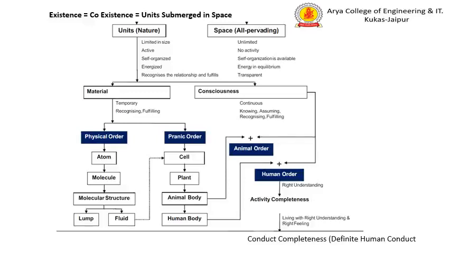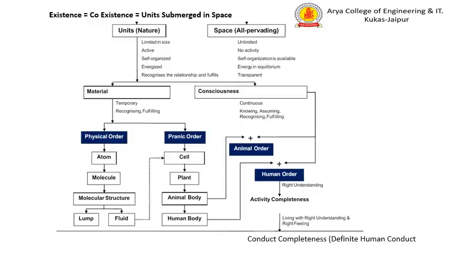Now you can have a look at this diagram here. Existence is coexistence, that is, units submerged in space. Now let's see how existence is taking place. There are units and there is space. As I told you, units are submerged in space. Now when we come to units, units can be material units or they can be consciousness. When we focus on material units, the material units are temporary in nature. They know how to recognize and fulfill each other's requirements.